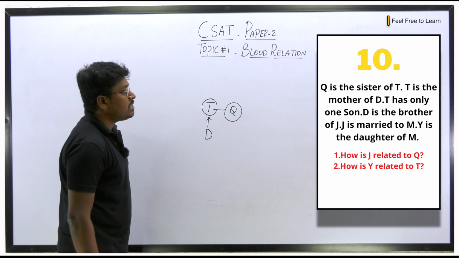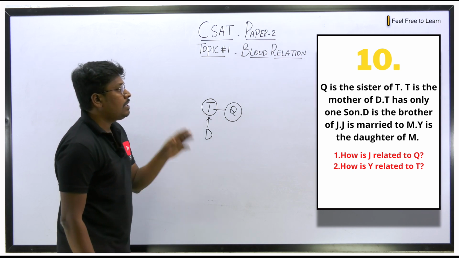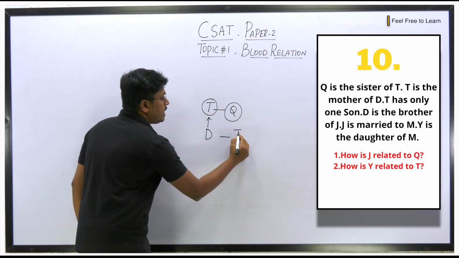D is the brother of J. So here, D is the brother of J. So J is calling D a brother.